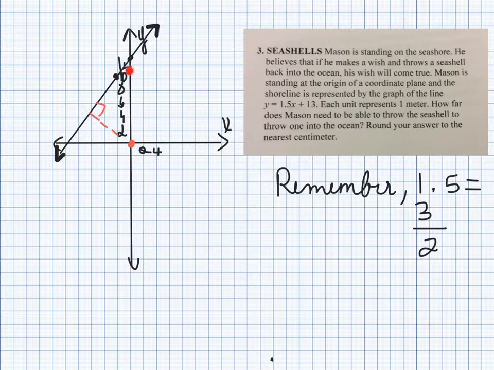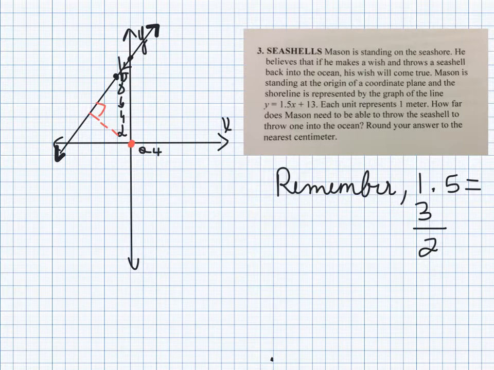So 1, 2, 3, 1, 2. So that's your rise over run. So I've already graphed that line for you as well. So it says that each unit represents 1 meter. So in this case, it represents 2. So let's keep that in mind, although that doesn't really matter right now.